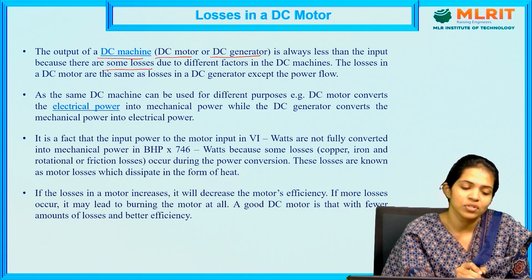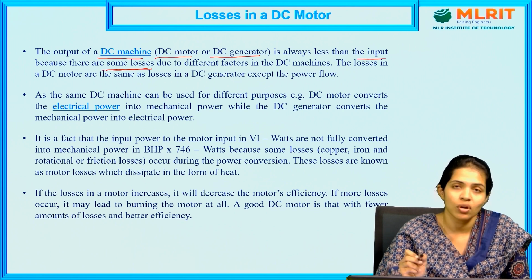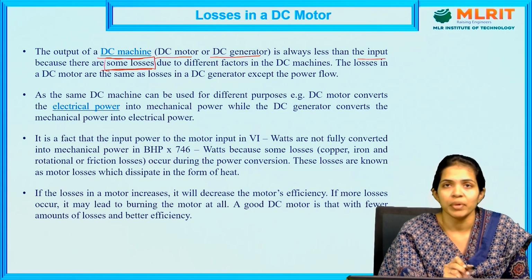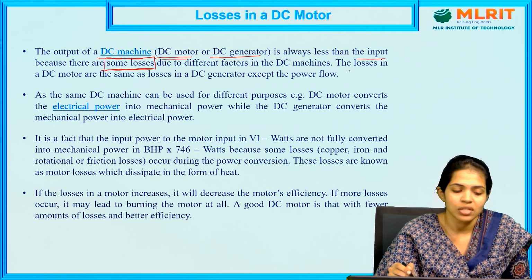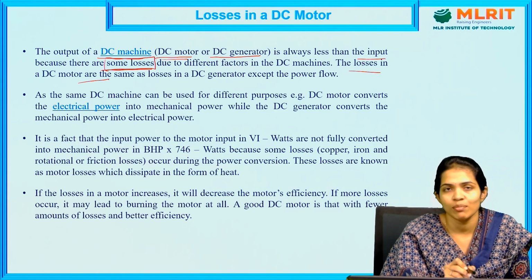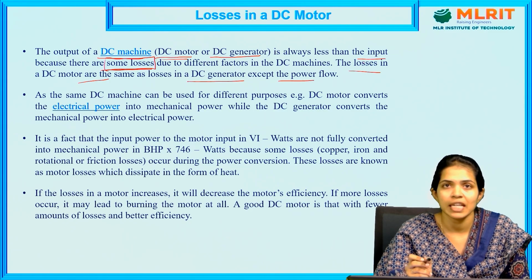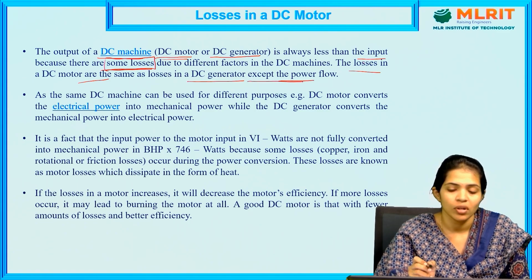So in this process of converting one form of energy to another, the output power is always less than the input power. This is due to the fact that there are some losses which occur inside the machine. Coming to the DC motor, the losses are the same as those that occur in the DC generator, except for the power flow. The input power and output power for a DC generator and motor are different, so the losses are the same, but the power flow from the input to the output terminals is different.